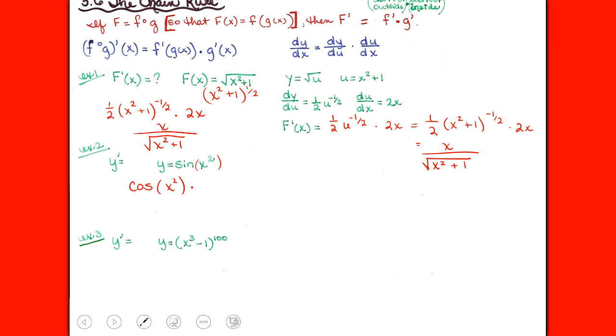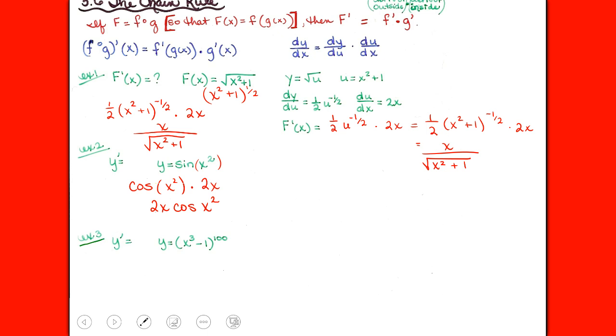Now I want to take the derivative of the inside function. The inside function is that quantity. So the derivative of x squared is 2x. And I'm done. Maybe put your 2x out in front because we typically write it that way, but that's all the simplification that I need to do.